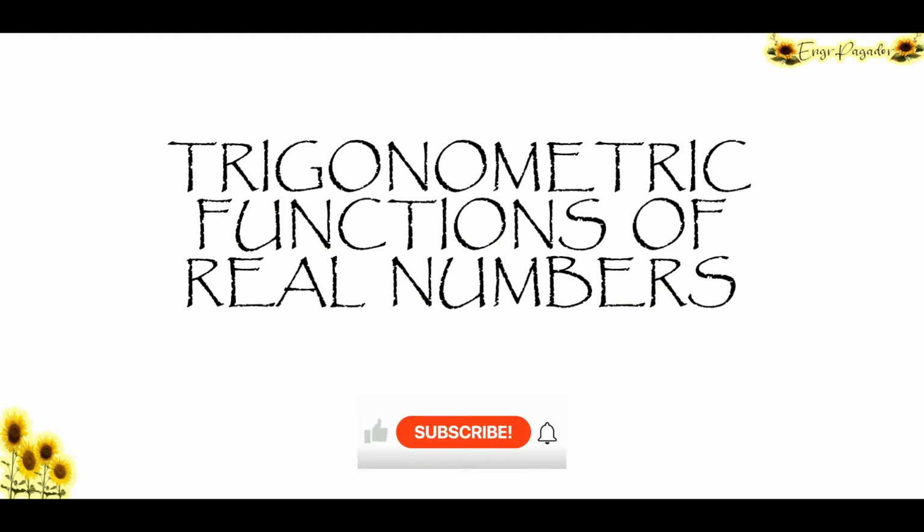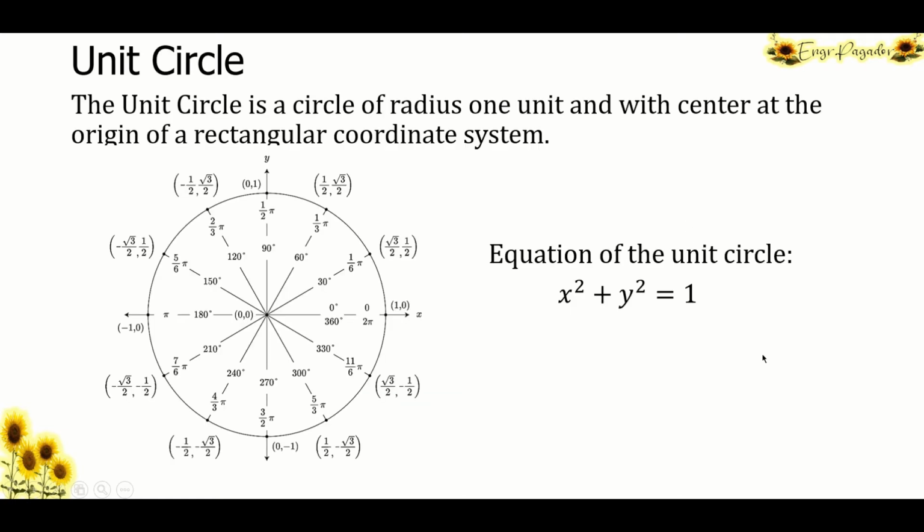So in this video, we are going to talk about trigonometric functions of real numbers. So let's talk about the unit circle. It is a circle of radius 1 unit and with center at the origin of a rectangular coordinate system. So this circle is divided into 12 equal parts.